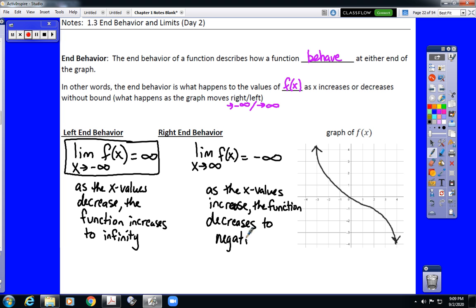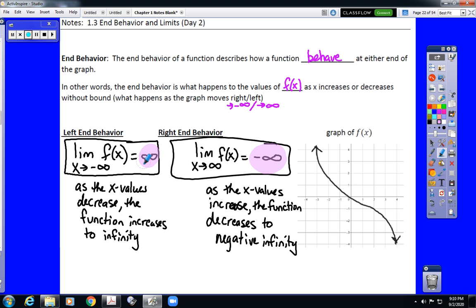So don't get caught up in the notation. The notation is exactly the same 99% of the time. The only part of this notation that ever changes are these values. Everything else is always exactly the same. This notation in the left box is always the left end. This notation is always the right end. Then we just have to look at the graph.